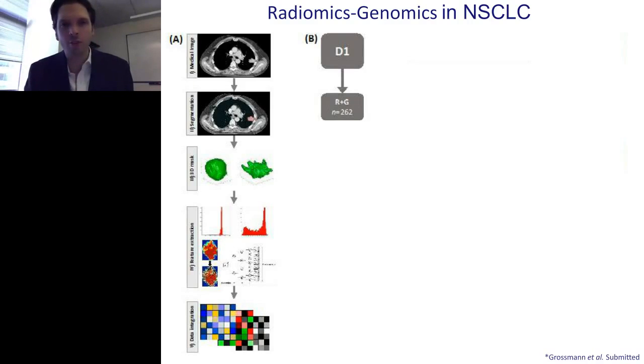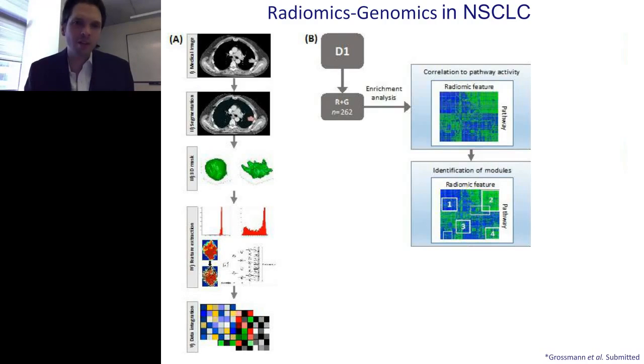So we had data set one, the Moffitt data set, where we had radiomics and genomic data of 262 patients. And we did a gene set enrichment analysis using biclustering to find the strongest associations between the radiomics features and the different pathways. So we wanted to see which groups of radiomics features were strongly and significantly associated with groups of pathway status. So what were the strongest modules of these association modules?